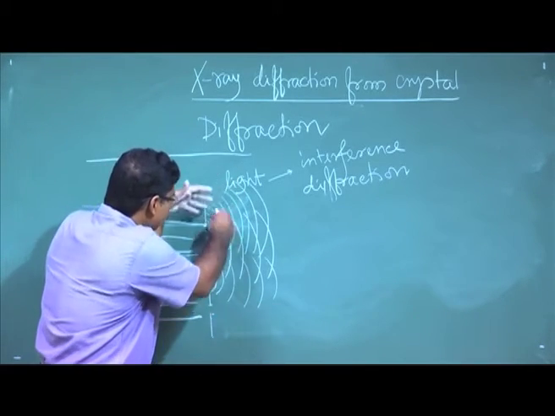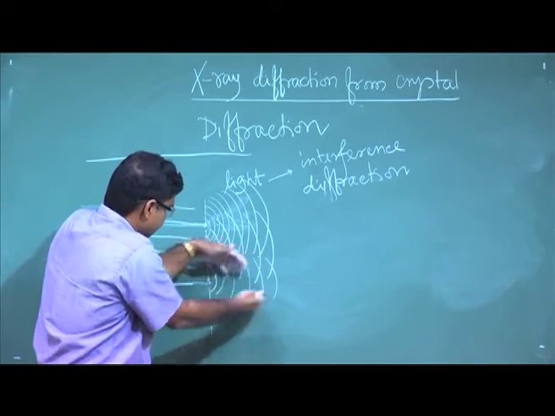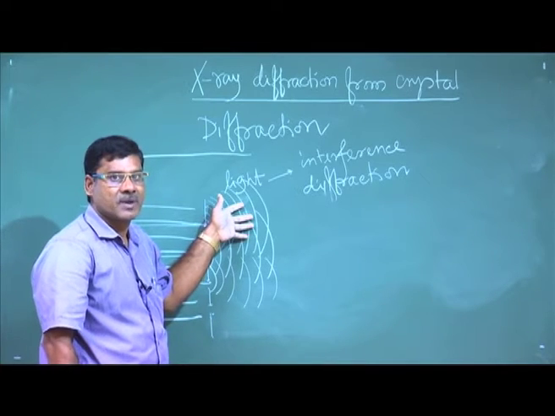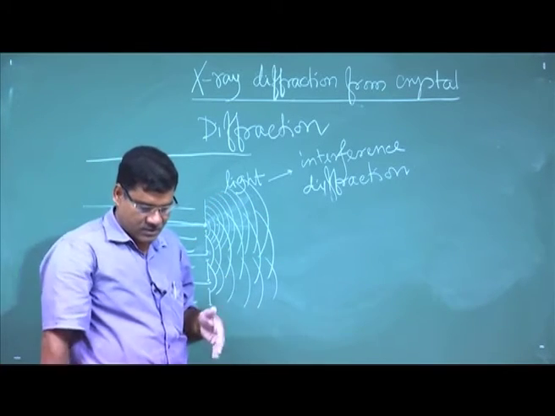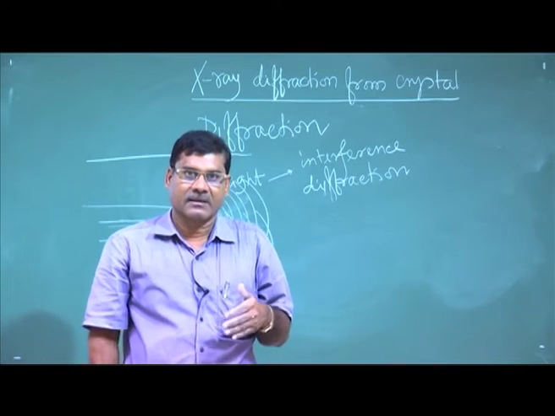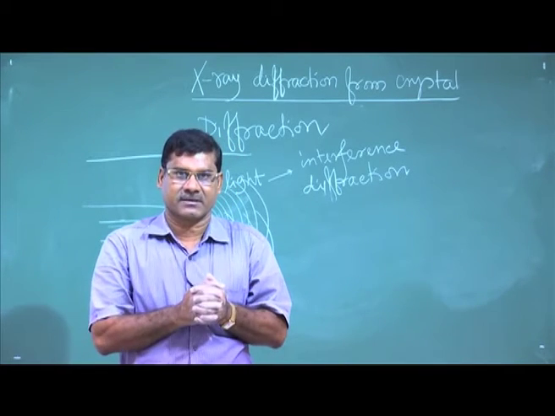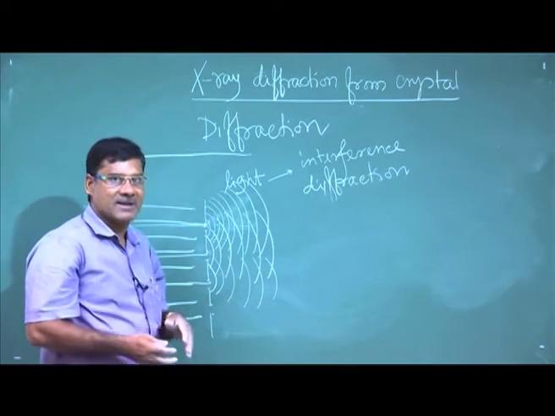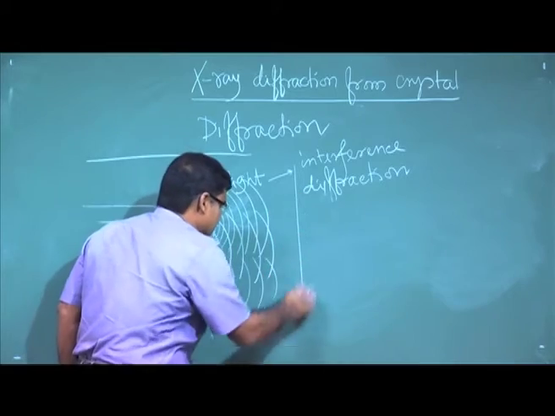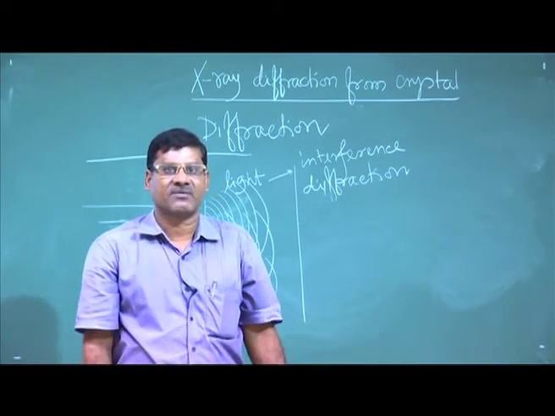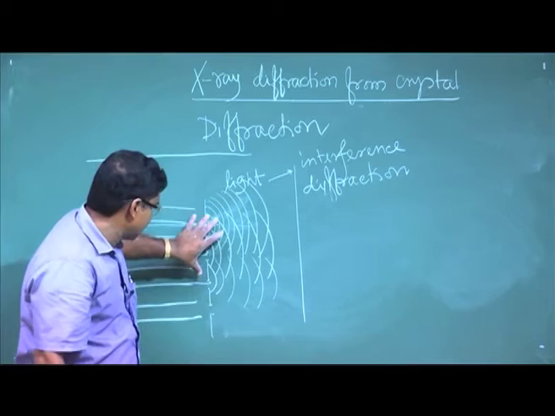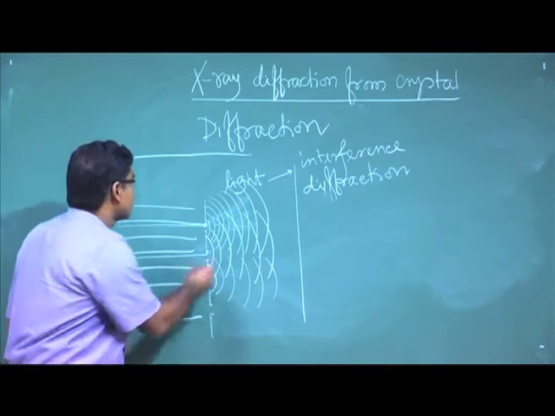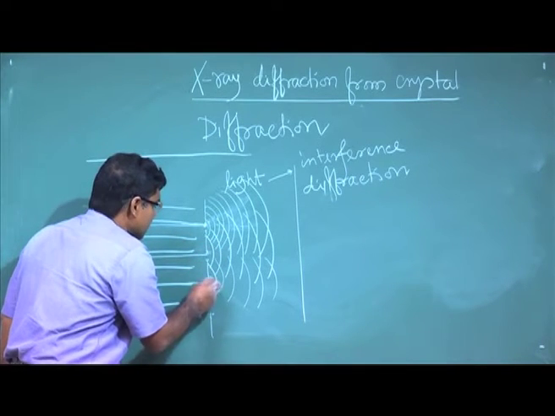Now these secondary waves, coming from different holes, overlap. Because of this overlap, they interfere with each other. This interference among the secondary wavelets is basically what we see as diffraction. Here I have drawn a grating, so it has many holes.